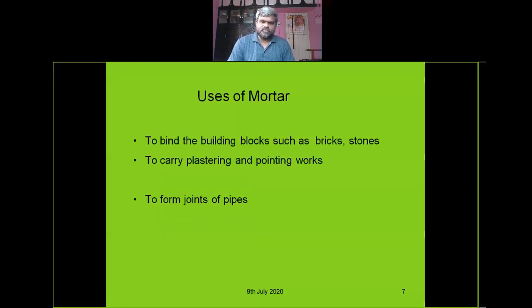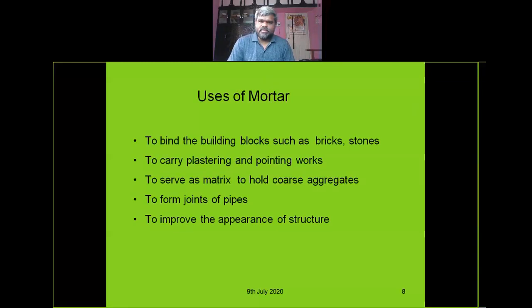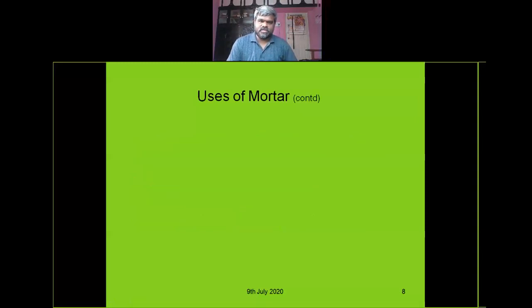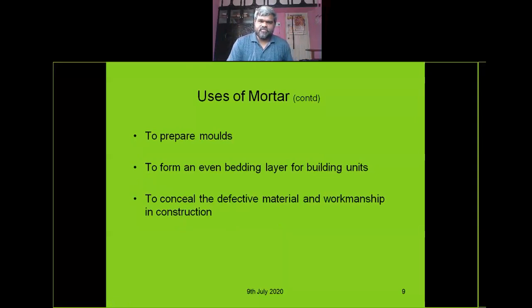Uses of mortar: to bind building blocks such as bricks and stones, to carry out plastering and pointing works, to serve as a matrix to hold coarse aggregate, to form the joints of pipes, and to improve the appearance of the structure for external, smooth or finishing purposes, we are using this mortar, right? Also we are using mortar for preparing molds, and to form an even bedding layer for building units, meaning as a bed.